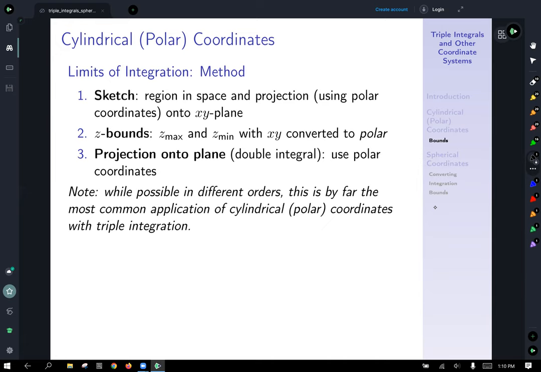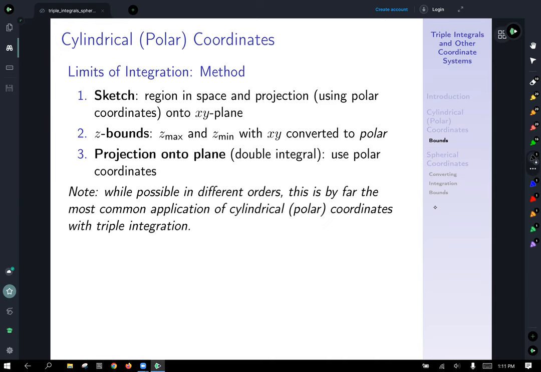So here's a general method that I like to use to attack generating the limits of integration when using polar or cylindrical coordinates. First things first, sketch the region in space and the polar projection. GeoGebra can often be really helpful for visualizing this, so that we can draw a reasonably good sketch on our paper.